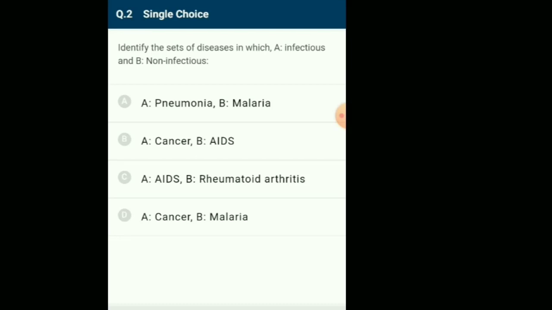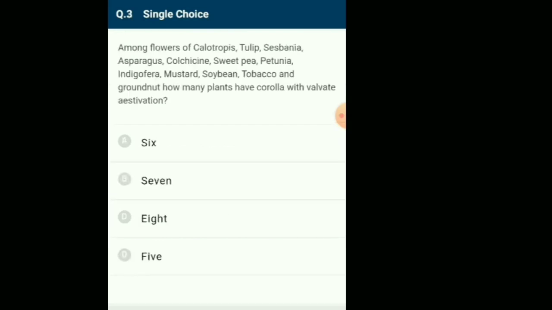AIDS is an infectious viral disease. HIV can be transmitted through blood and also by sexual contact between males and females through vaginal, oral, or anal intercourse. So the answer is option C. A, AIDS, is infectious; non-infectious, for example, rheumatoid arthritis.